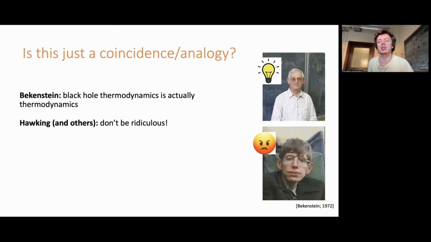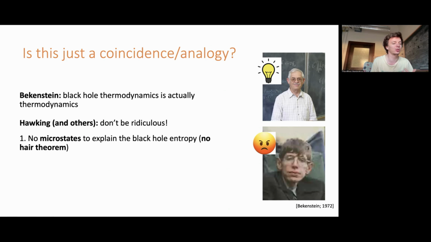They were completely skeptical about this idea, and they were skeptical for, frankly, very good reason. There are two very good reasons, really. One is that if you have an entropy, as I already said, you need to have a lot of microstates, and black holes didn't seem to have any microstates at all. In fact, from the outside, they settled down to some unique fixed state. This was called the no-hair theorem.